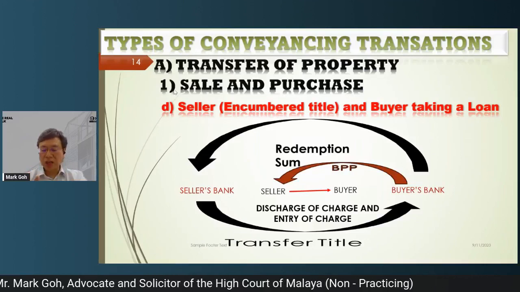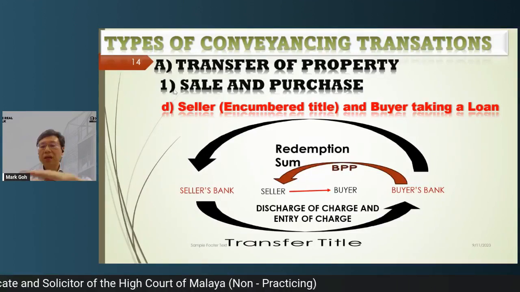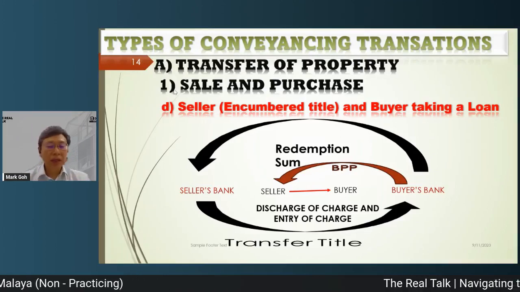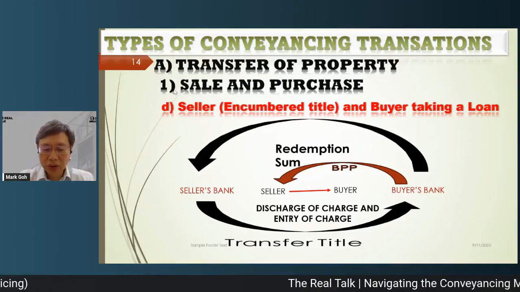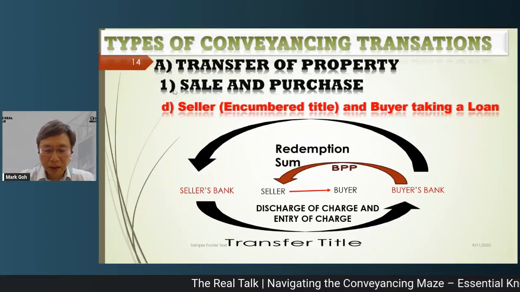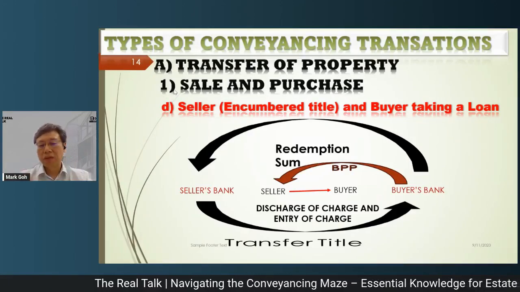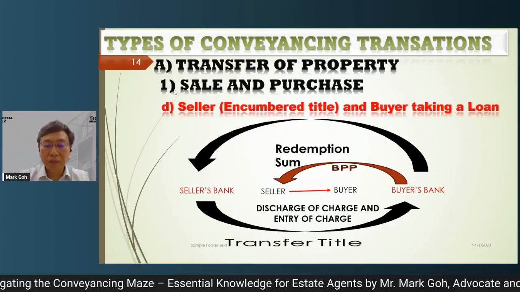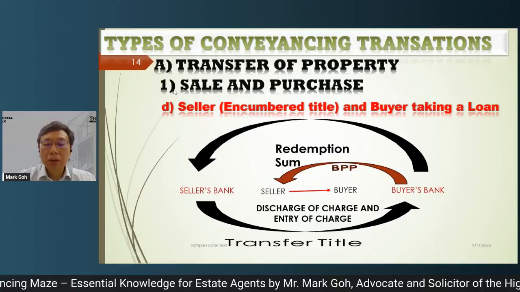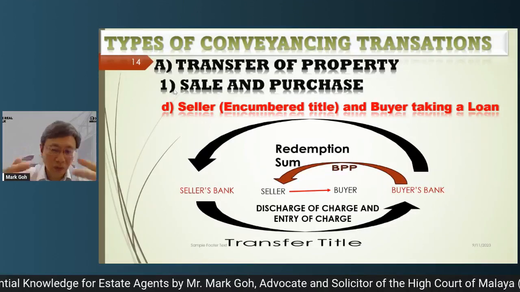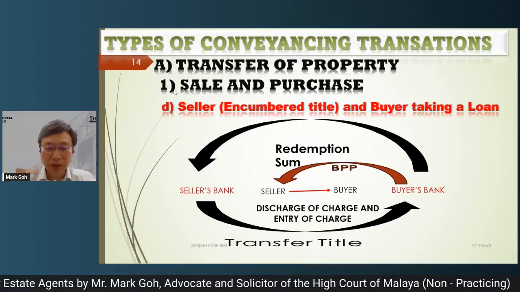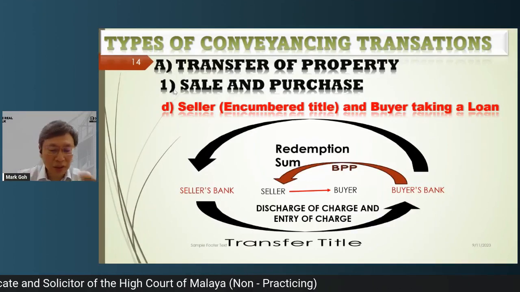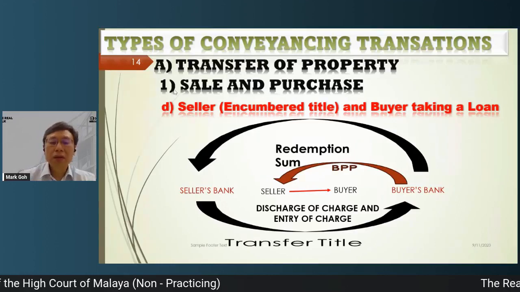So you have a discharge of charge, the entry of the buyer's bank charge, and the transfer to the new buyer's name. This one is the most complicated of all 4, because that's why the timeline has to run. That's why people are rushing, because they got 4 parties which involve 4 lawyers. That's why the deadline comes in. And once we bypass the deadline, go extension, it was okay, right?